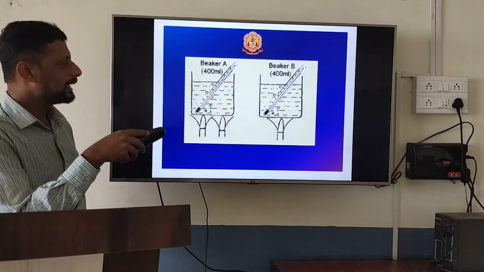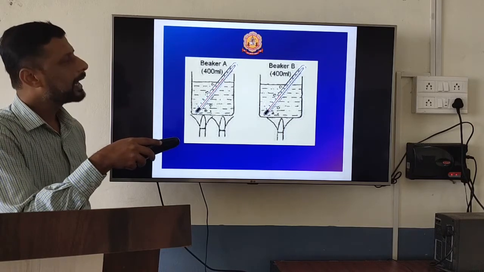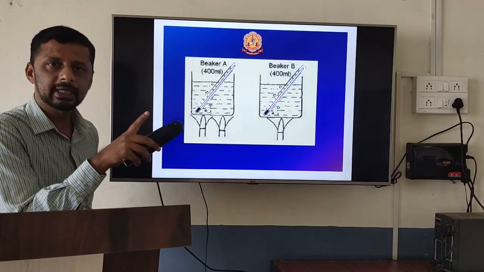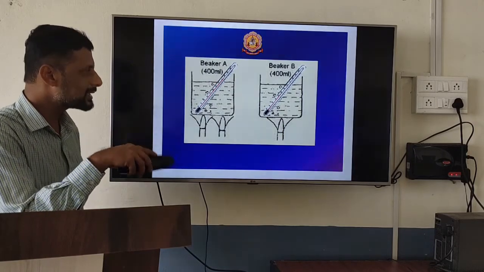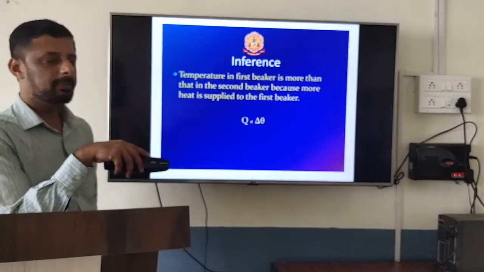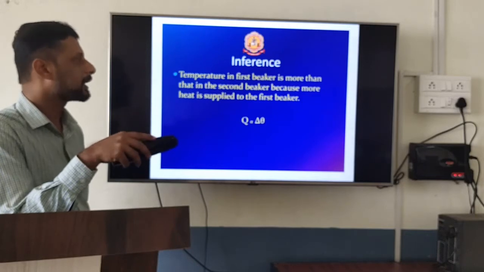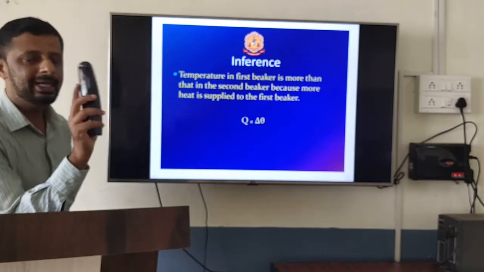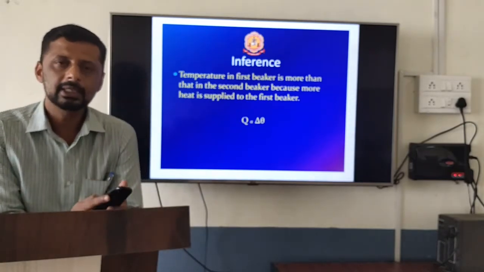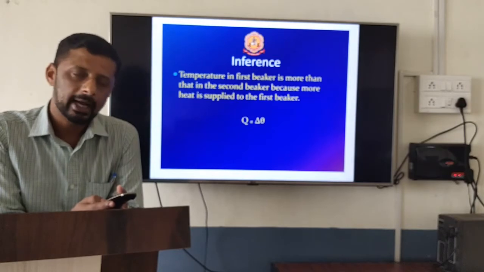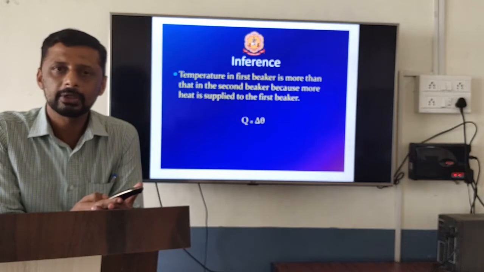For the first beaker, beaker A, two burners are provided. A large quantity of heat is supplied, and for beaker B, there is only one burner, which indicates a smaller quantity of heat energy is supplied compared to the previous one. What is the inference? After conducting this experiment, you can conclude that the temperature in the first beaker is more than that in the second beaker, because more heat is supplied to the first beaker. Hence the increase in temperature is more in beaker A compared to beaker B.